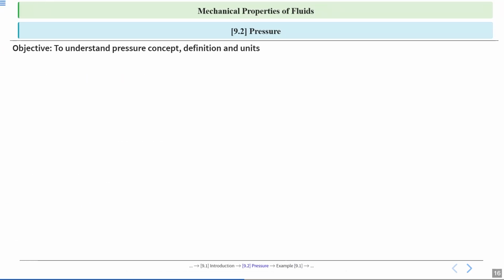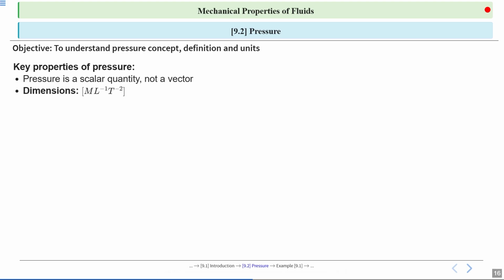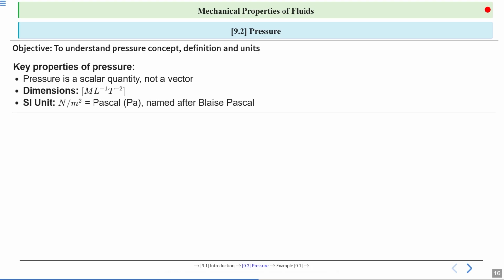Now, let's start by looking at some key properties of pressure. So, pressure is a scalar quantity, not a vector. It means it has only a magnitude. There is no direction. Dimensions: M L inverse T raised to the power minus 2. SI unit: Newton per meter square or Pascal, named after Blaise Pascal.